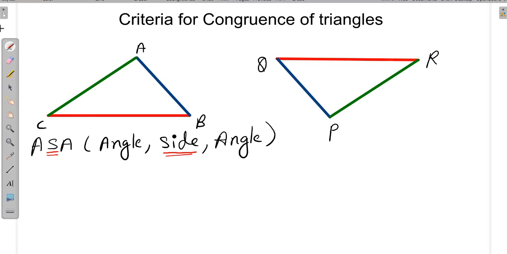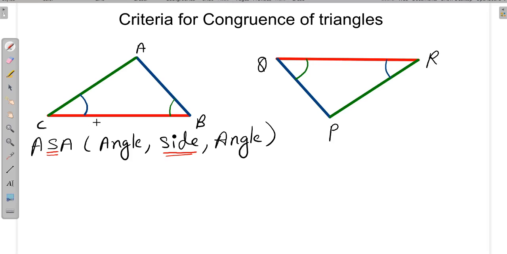which we make equal. So suppose that in this triangle, I take this angle C and the corresponding to angle C, this is the angle R. So angle C and R are equal. Another angle, that is angle B. So I take this angle B and the corresponding to angle B is Q. So angle B and Q are equal.